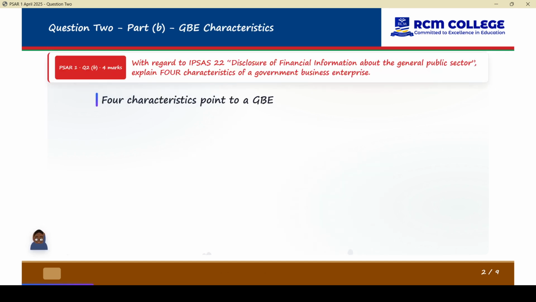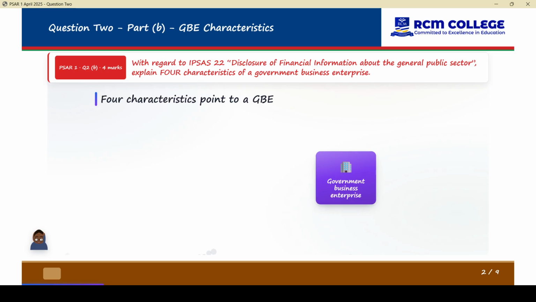So let us go to question 2B. With regard to IPSAS 22, disclosure of financial information about the general government sector, explain four characteristics of a government business enterprise. So what is a GBE, a government business enterprise?